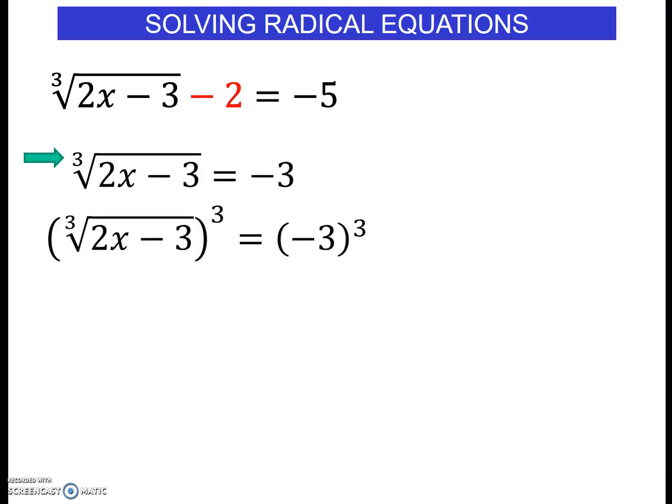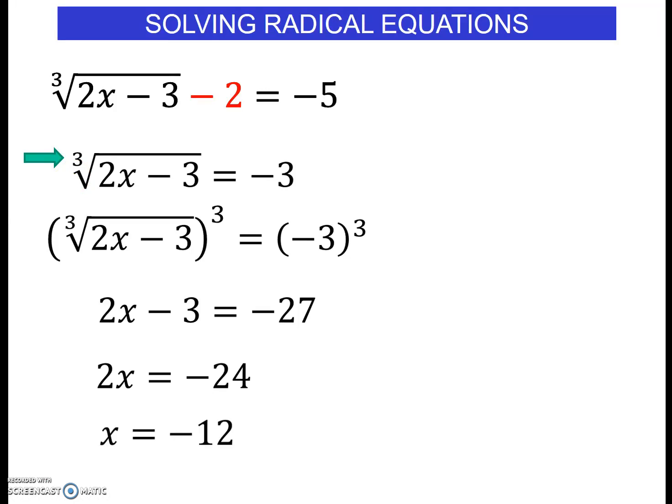So again, the nice thing is on the left, when I cube a cubed root, I'm just going to get the 2x minus 3. Negative 3 to the third power is negative 27. And just to kind of address that, it is okay to get a negative answer when I have odd exponents, just so you remember. All right, so then from there, I'm going to add 3 to both sides to get negative 24 and divide to get negative 12.